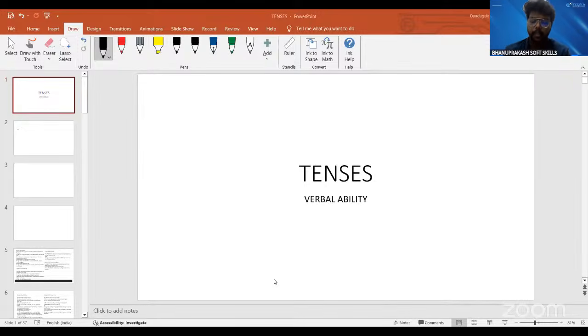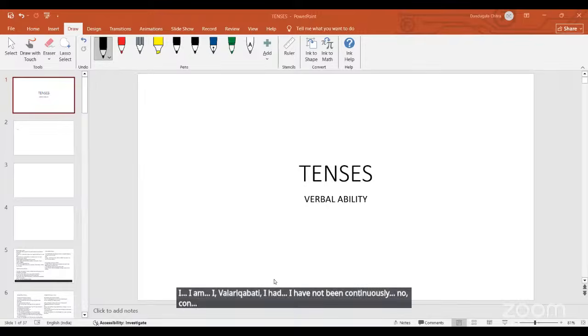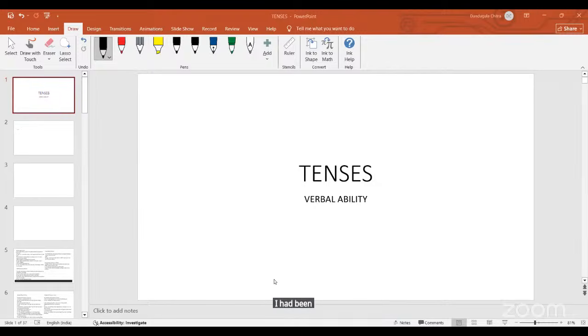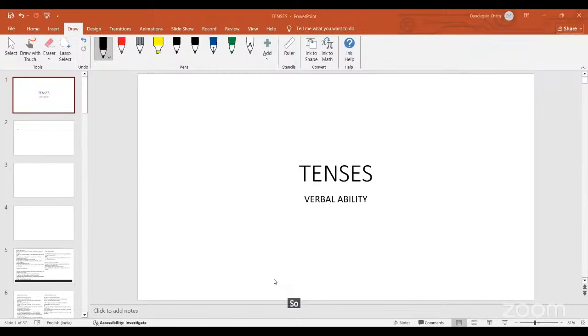Okay, this is a bit complicated. Leave it. I have not been going to home continuously. No, I had been going to home. I had not gone to home is also correct. However you use the word had, that is correct. Okay.